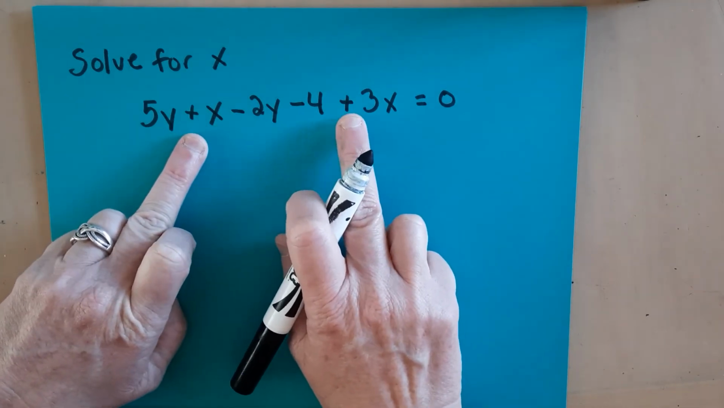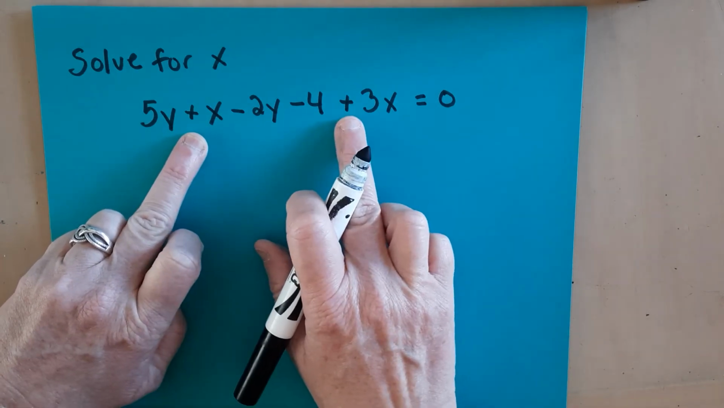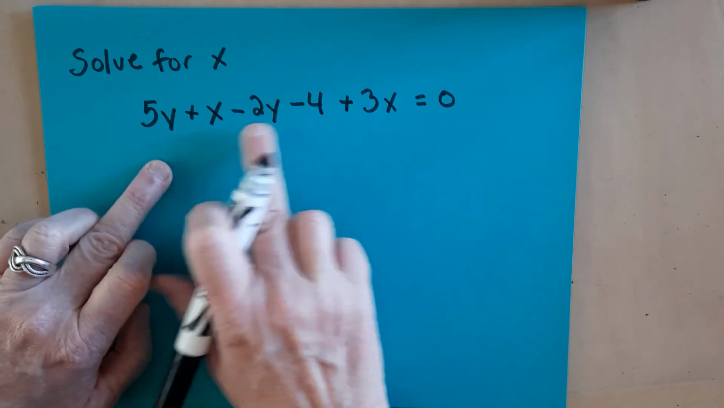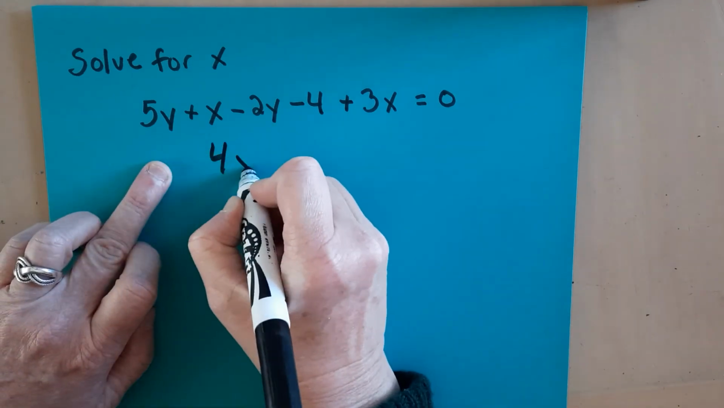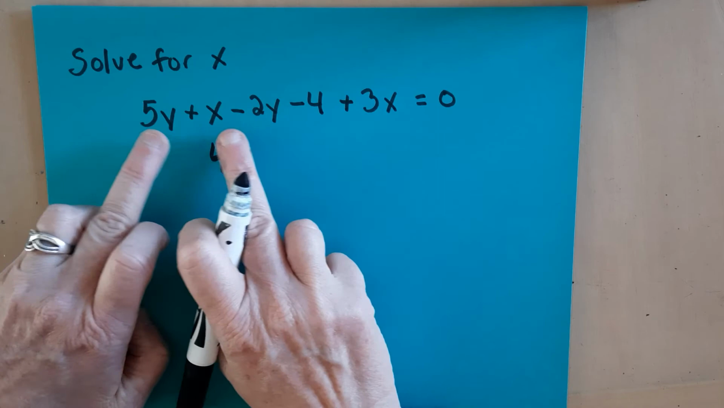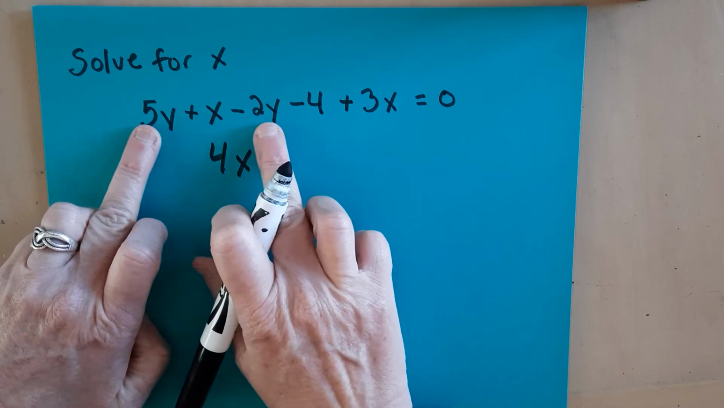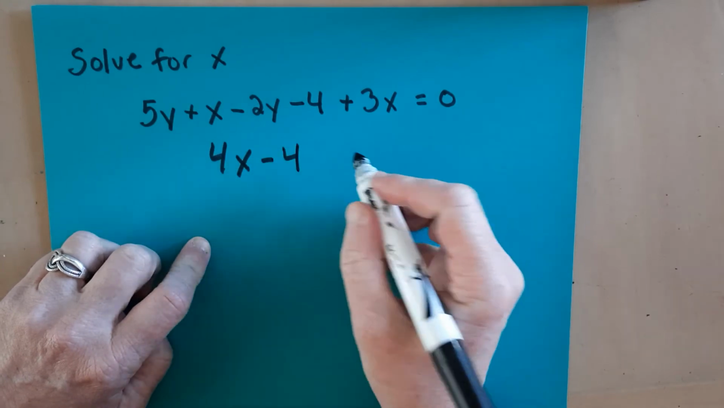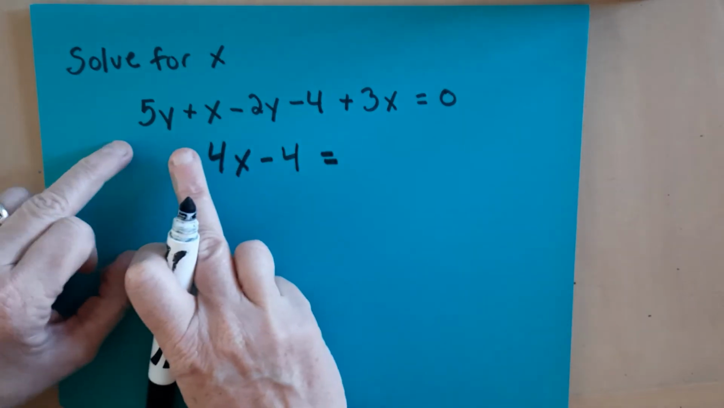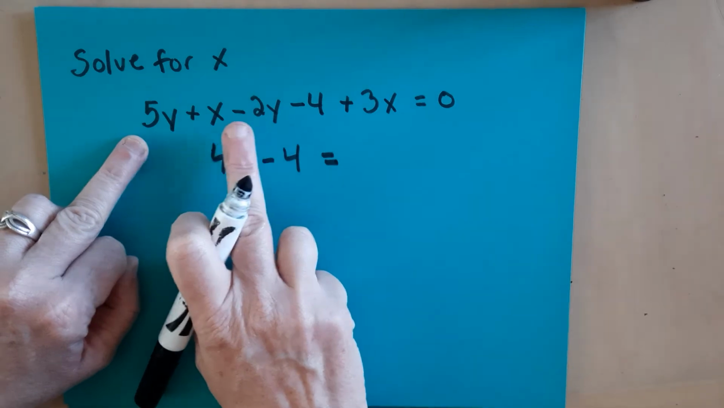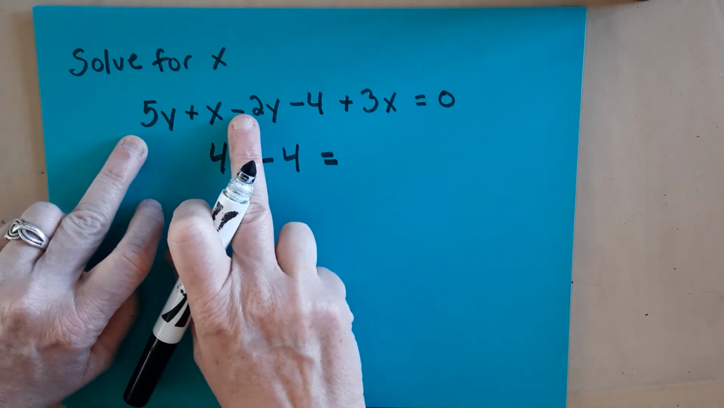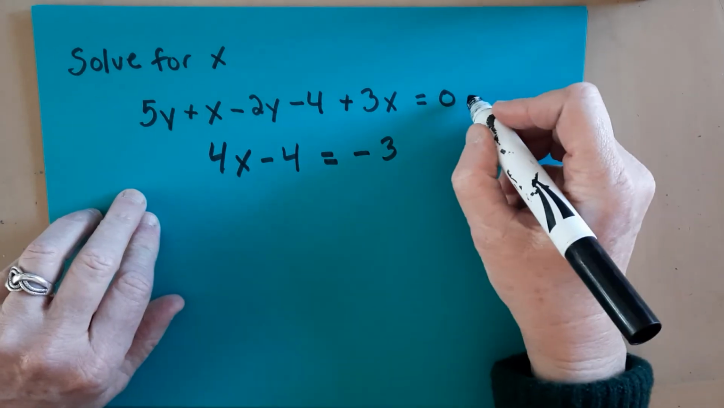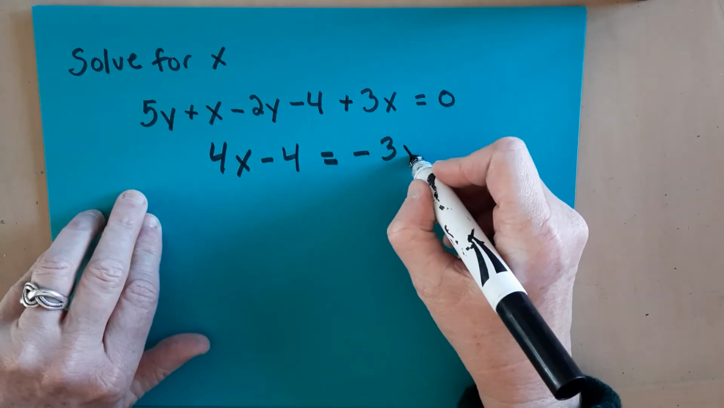Please be careful to watch the signs. That's where a lot of the mistakes are made, when you're not careful about what sign is in front of each of the expressions. We have 1x plus 3x, which gives us 4x. We're going to move these y's, so we'll take care of those in a minute, but we still have this minus 4. So we have 4x minus 4 equals, remember we had 5y minus 2y, which gave us a positive 3y. To get rid of it, we have to subtract it from both sides. So 0 minus 3y is a negative 3y.